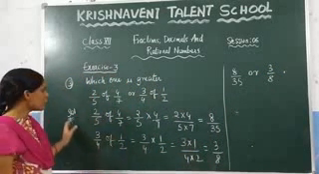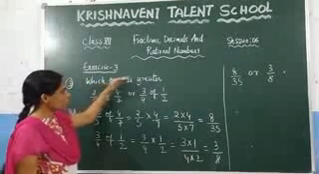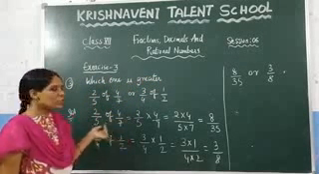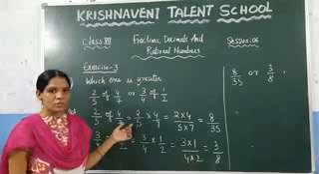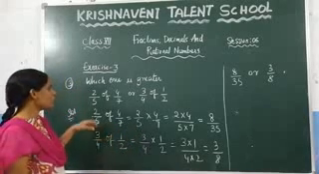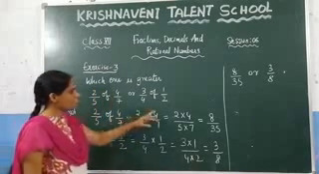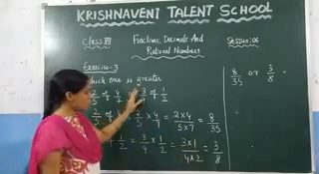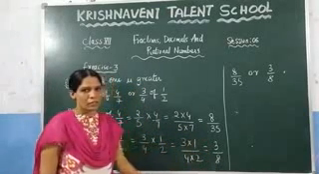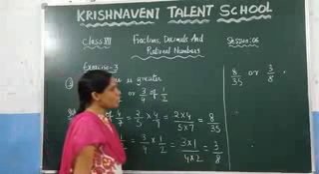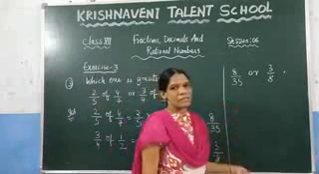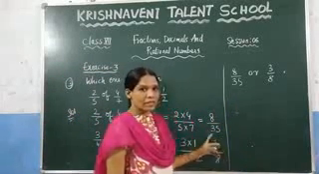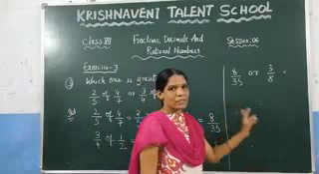What we have done here: first we were given this fraction and this fraction, and you need to check which of these two fractions is the greater fraction. For that we took this fraction and calculated, and we got the result 8 by 35, and we took this fraction and got the result 3 by 8. Now you need to find which fraction is the greatest. To find the greatest fraction, you need to compare these two fractions.